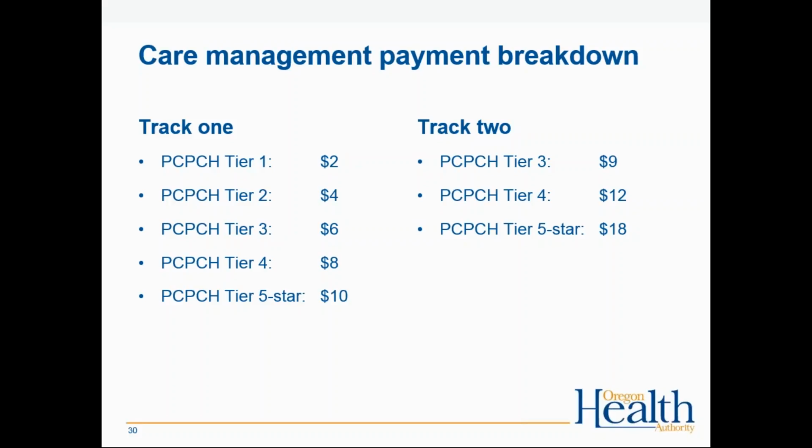For Medicaid fee-for-service, those are aligned with the patient-centered primary care home tiers under the 2017 PCPCH recognition structure. So you see them there. Again, these are monthly payments per person, depending on your tier level for track 1 or track 2.